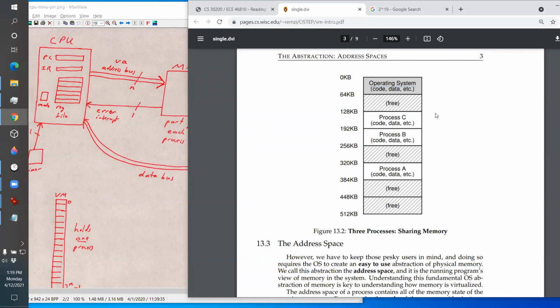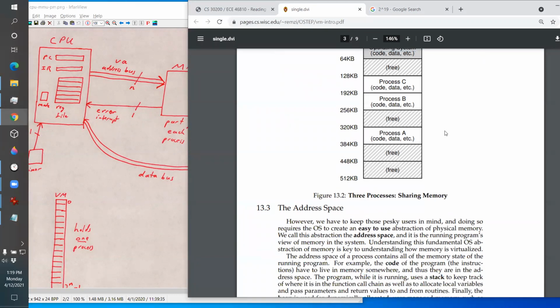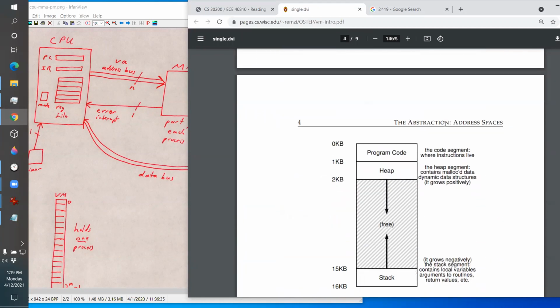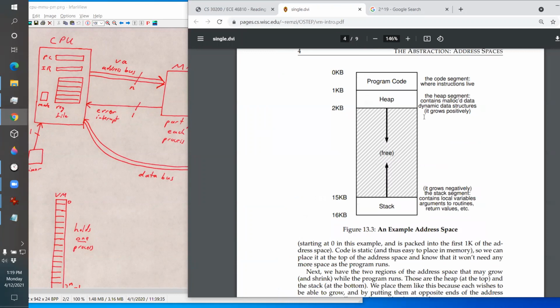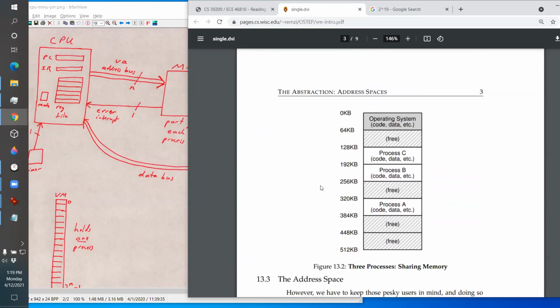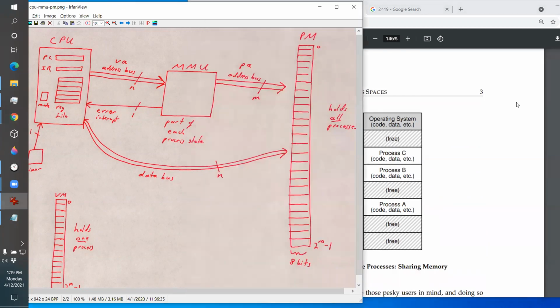This is actually the way things were in the 1960s. This picture is probably more relevant to how things were in the 60s, maybe even the 50s. By the 70s, things were already becoming more complicated than this. But this is a good place to start, to get used to the idea that we want to separate what physical memory looks like. When the CPU is in kernel mode, the CPU can see physical memory.